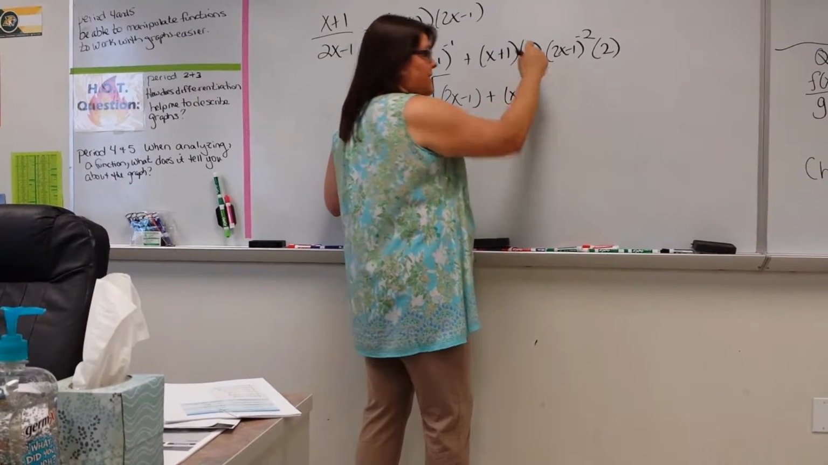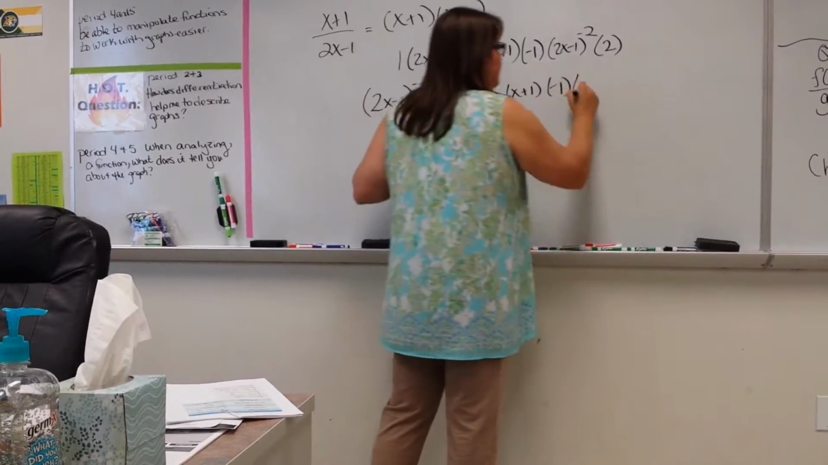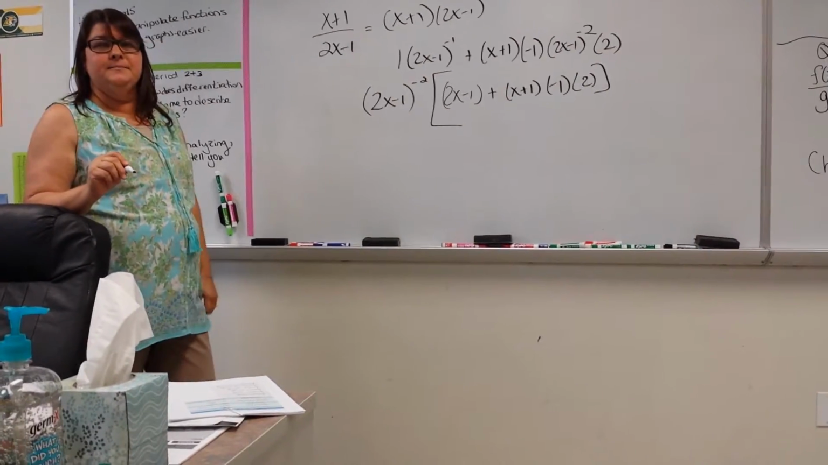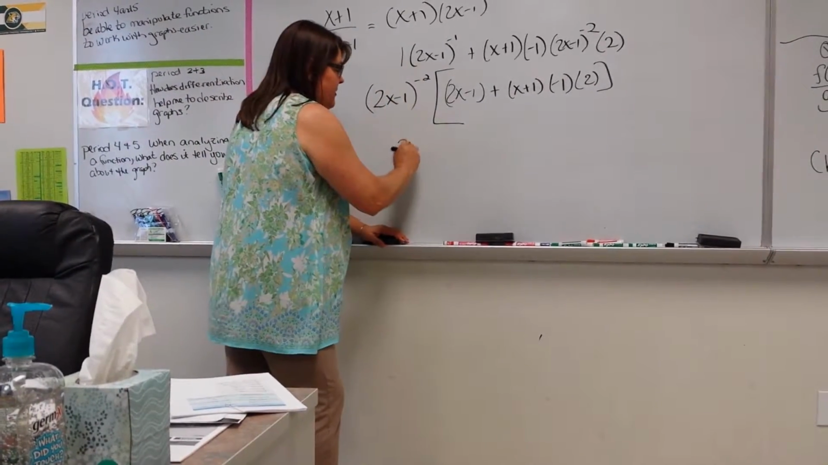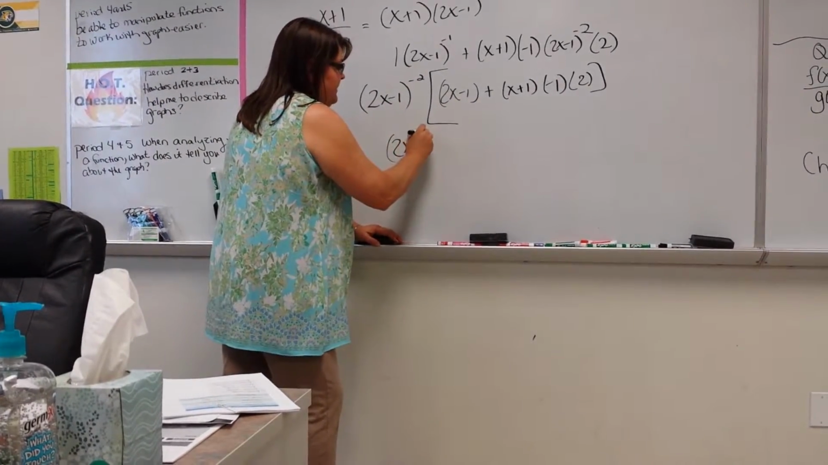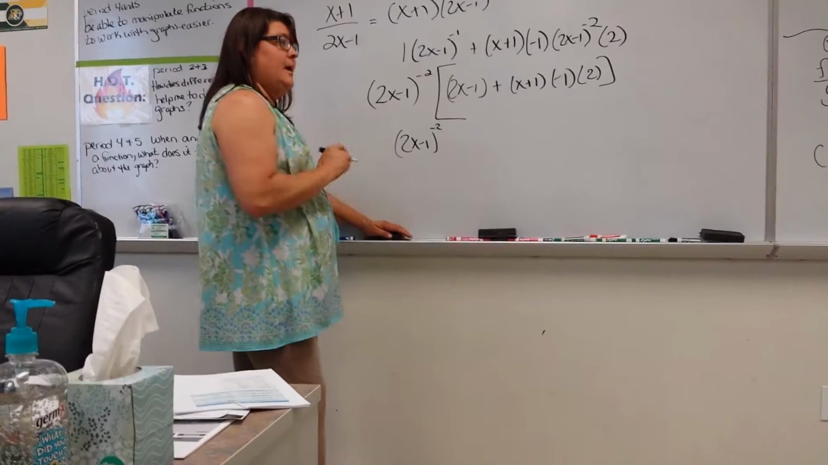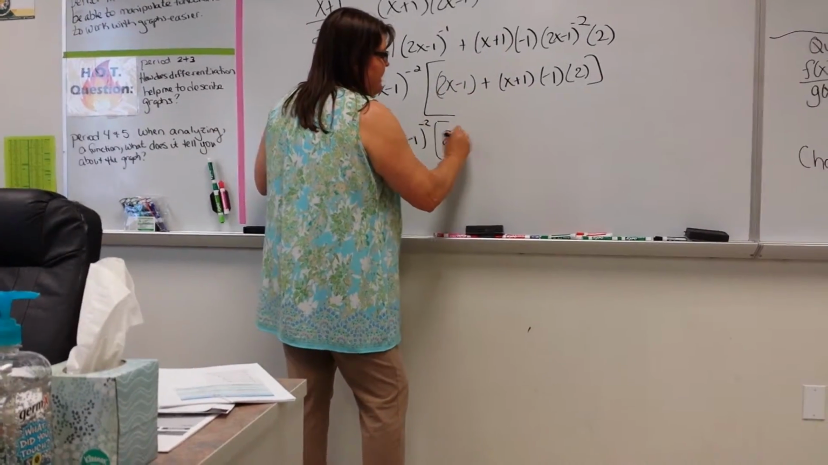We didn't do anything to this guy. This has been pulled out, so it goes 1 times that. Are we good so far? Now, this is going to go for the ride for a moment because I factored it out. What do I do inside the bracket here? I'm going to clean it up, right? So I've got 2x minus 1.